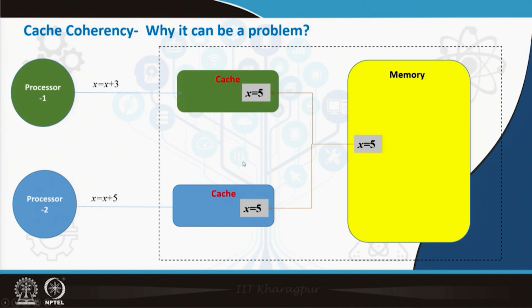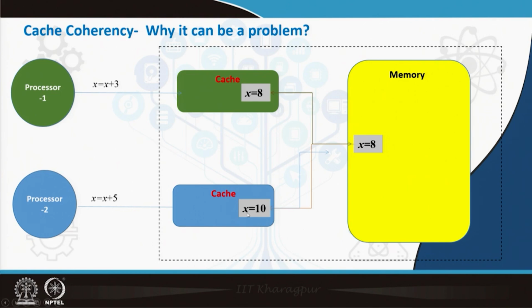So, processor 1, as it does x = x + 3, its cache will write x = 8, and the second processor will do x = x + 5, and its cache will write x = 10, and any data in the cache will be reflected. So, x = 8 goes to the cache of processor 1, and x = 10, for the same variable x which is being changed by processor 1 to x = 8.